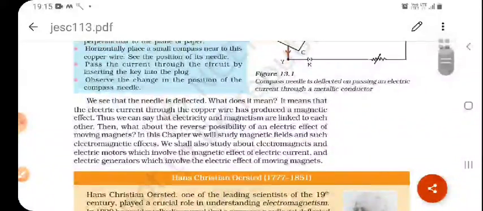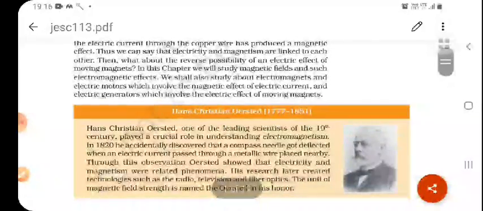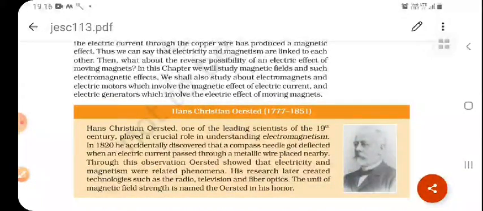In this chapter we will study magnetic fields and such electromagnetic effects. We will study electromagnets, electric motors and magnetic effects of electric current. Electric generators were also part of this chapter, but due to the 30% syllabus reduction, electric generators, AC and DC, are removed this time. The rest of the topics, like electric motors, magnetic effects and electromagnetic induction, we have to study.